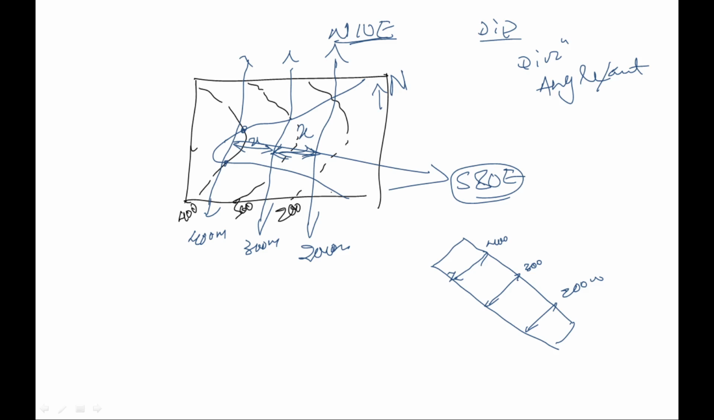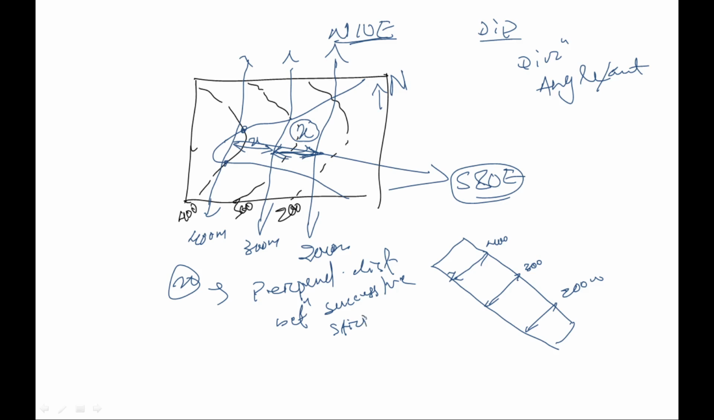Okay, so this perpendicular distance x, we are finding it on the map. It is the perpendicular distance between successive strikes, that means adjacent strike lines. And this x you have measured on the map, that means you have measured it horizontally, right?